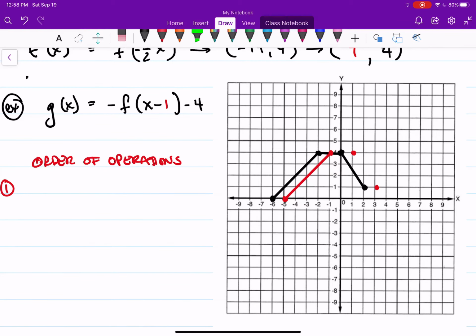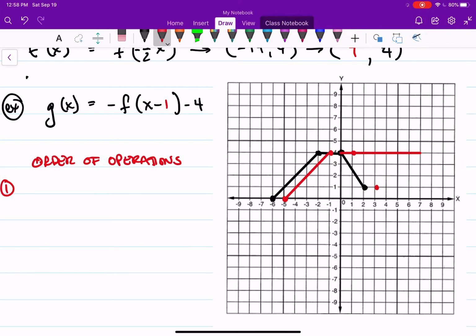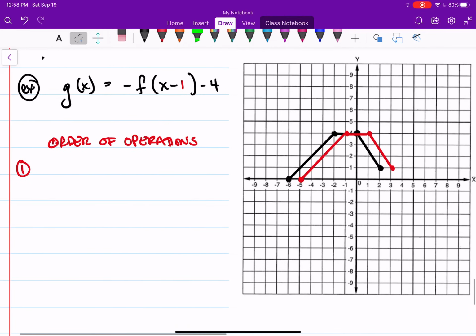a line this way, a line, shoot. Why didn't someone tell me it's too long? There. And then one more from here to here. All right, so there's my shift to the right 1.